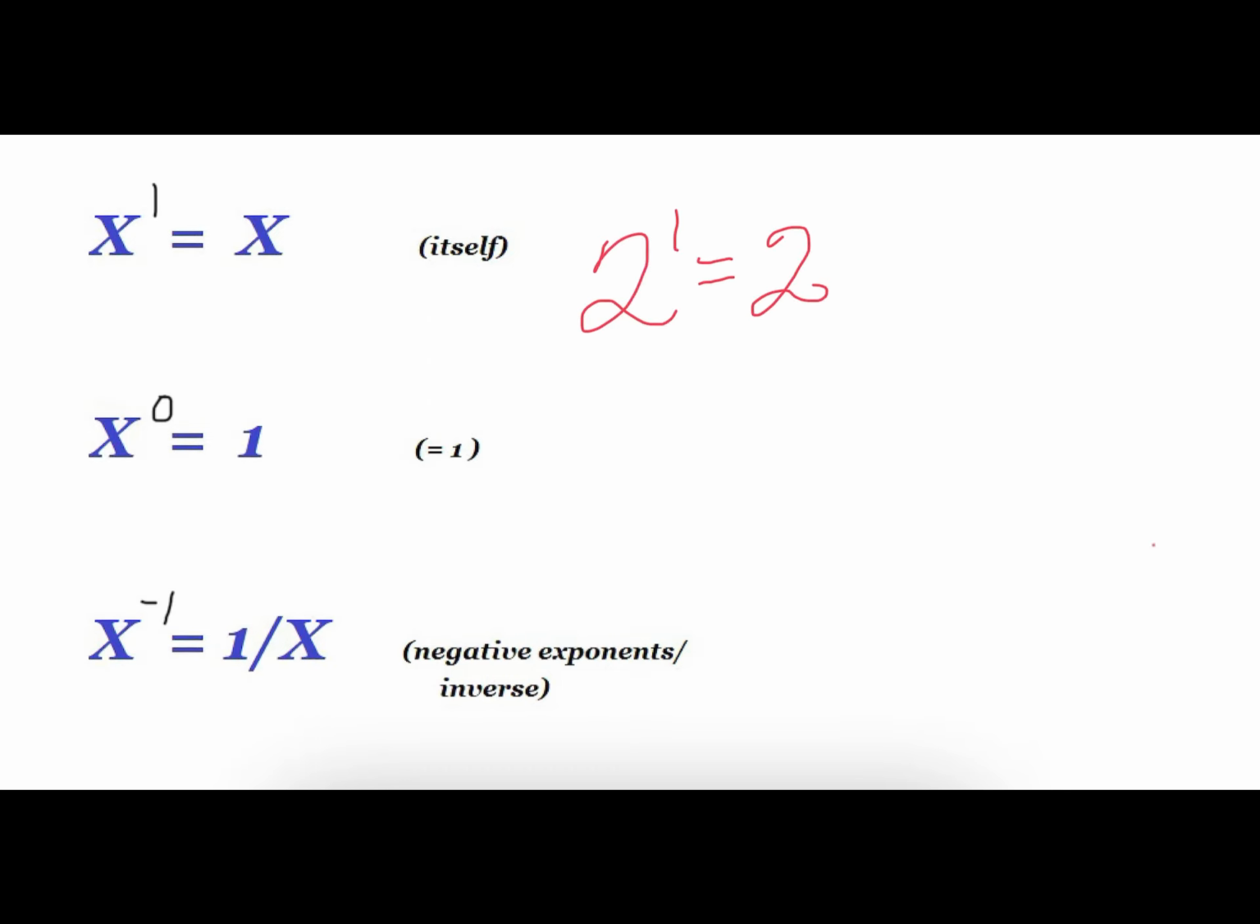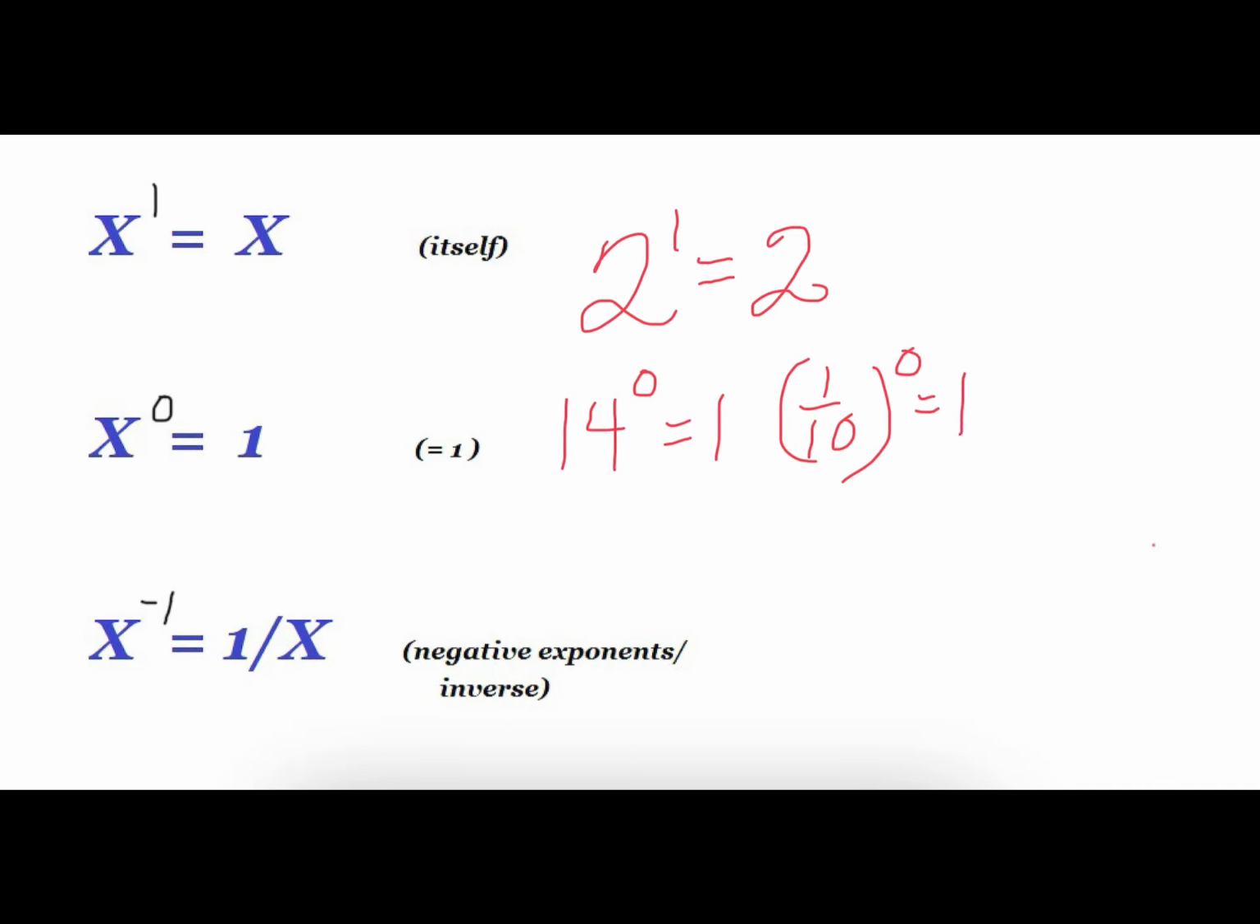The next power we'll look at is 0 power. Anything to the 0 power is going to be equal to 1. For example, 14 to the 0 power equals 1. 1/10 to the 0 power equals 1.